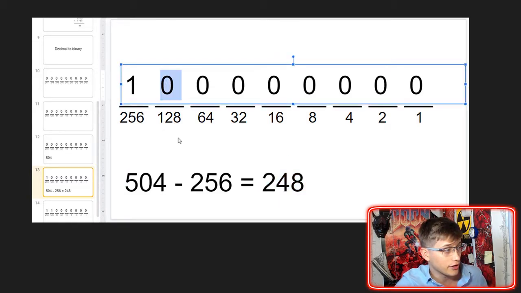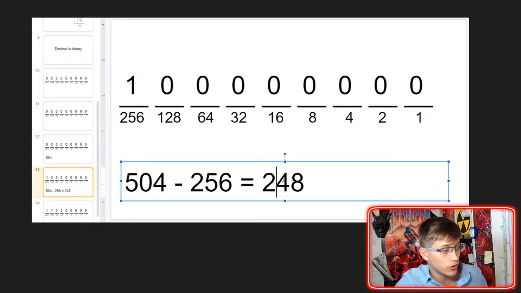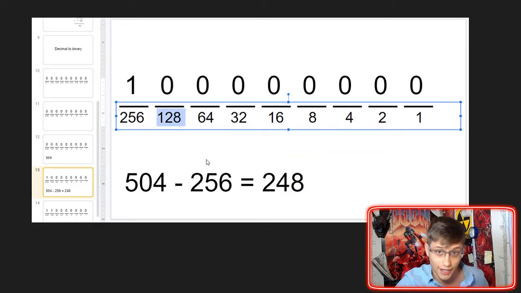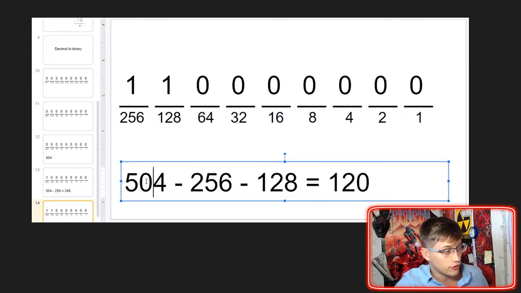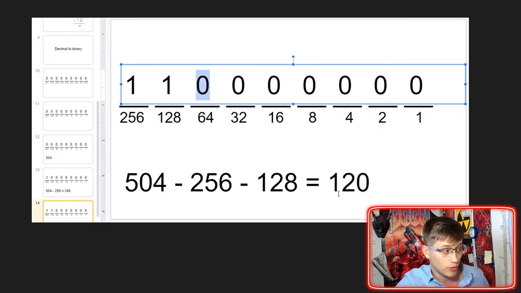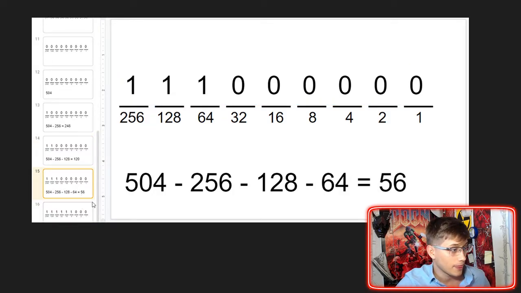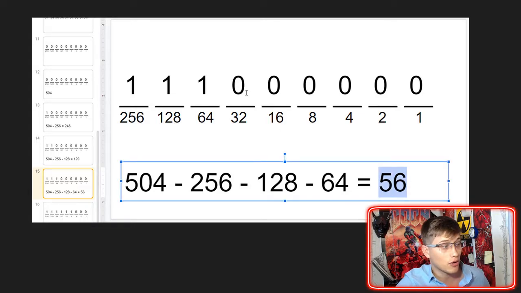So you go to the next column here, 128, and you say, is 248 bigger than 128? And the answer is yes. So we fill it in, and now we figure out how much we've got left. So 504 minus the 256 minus the 128 leaves us with 120 left. So now we go to the 64 column and we say, do we have enough to fill in 64? And the answer is yes, we do. Okay, so now we do 504 minus 256 minus 128 minus 64. We have 56 left. And now we're on the 32 column. So now we say, does 56 have enough to fill in the 32 column? And the answer is yes, it does.